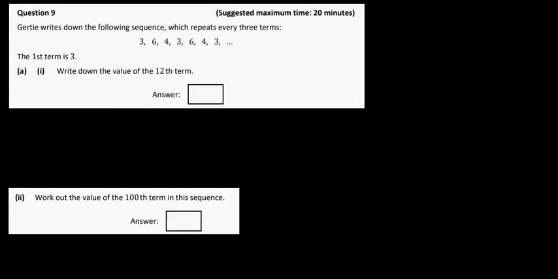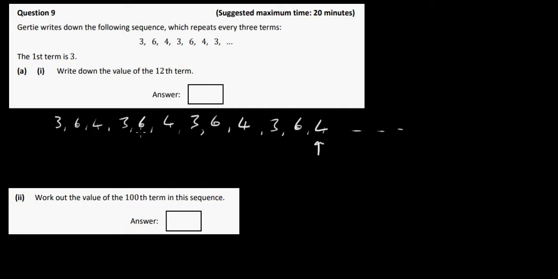Okay, so let's have a look at number 9 here. Gertie writes down the following sequence which repeats every 3 terms. So 364, 364, 364 and so on. Write down the value of the 12th term. So you can write them down if you want. 364, 364, 364, and we'll do one more, 364, and so on. So we've got 1, 2, 3, 4, 5, 6, 7, 8, 9, 10, 11, 12. This is the 12th term here, which happens to be a 4, so that's our answer there.